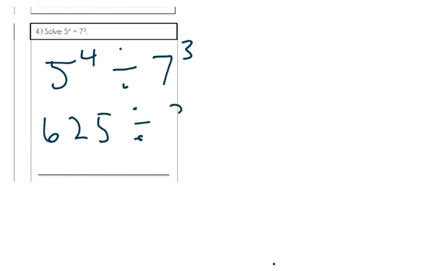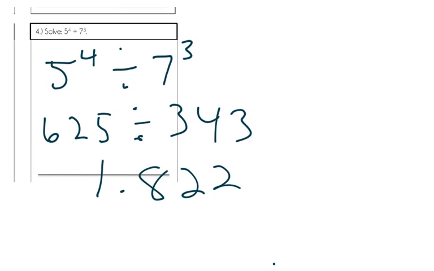Okay, you should have gotten 343 for that, 343. So now what you're going to do is just divide that. You're going to put 625 divided by 343. We're using order of operations to solve. And your answer, you would round to the nearest thousandths. And so that's going to be 1 and 822 thousandths.